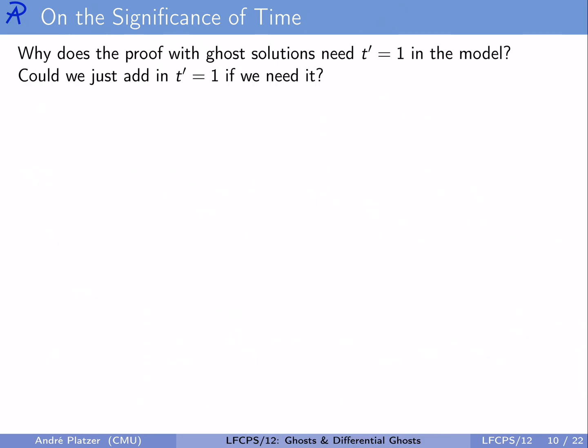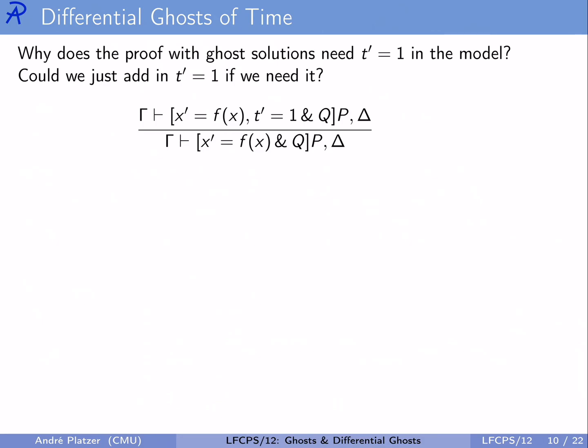Well, if we had a proof rule for the job, we could. Here's one. The proof rule that says whatever you would like to prove about a differential equation, how about you add in t prime equals 1? Yeah, well, hold on a minute. Is this an okay proof rule now? Just adding in a differential ghost of time, a new variable that wasn't there, I just needed it for the proof? Is that an okay reasoning principle? What could possibly go wrong?